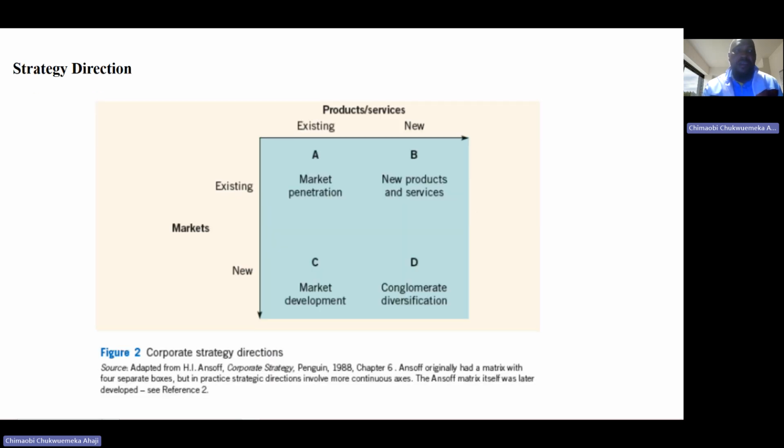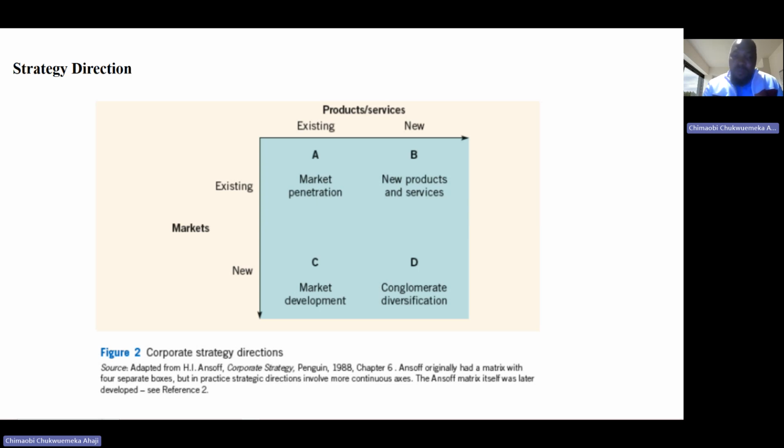Now, strategic direction. This is very key because it tells us in what direction we should go in terms of: are we penetrating the market for the first time? Are we rolling out new products and services? Are we going to develop a market, like what we see Amazon and Netflix did? Or are we going to go through a conglomerate diversification? Let's note that a conglomerate diversification is very tricky. It's where most organizations fail.